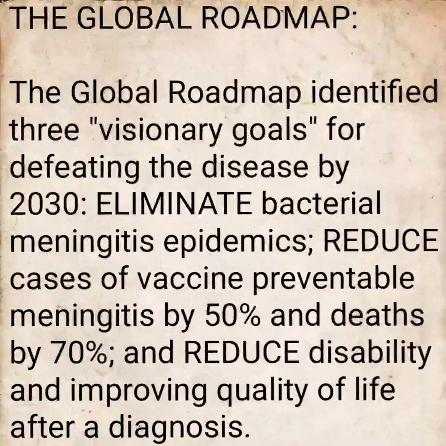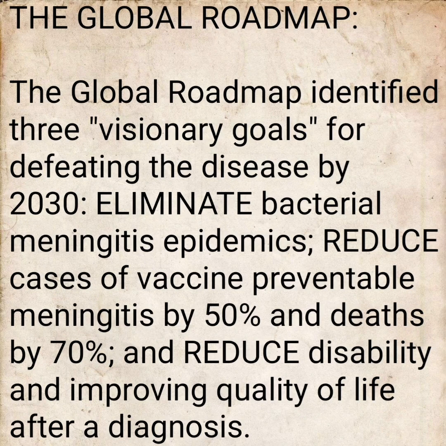So the need for vaccination is therefore emphasized. The global roadmap identified 3 visionary goals for defeating the disease by 2030. 1. Eliminate bacterial meningitis epidemic. 2. Reduce cases of vaccine-preventable meningitis by 50%, so you're urging people to vaccinate, and death by 70%. And finally, reduce disability and improve quality of life after a diagnosis, so that once the person survives, the other complications do not follow.